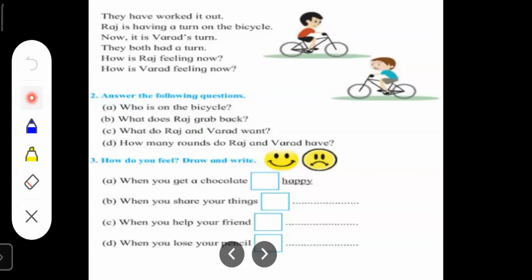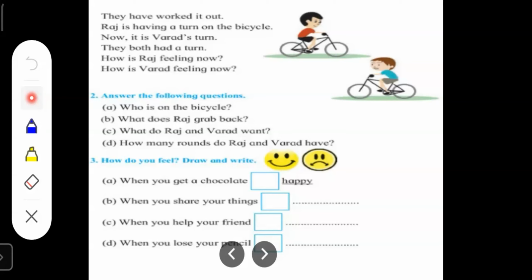Who is on the bicycle? Answer will be Raj. What do Raj and Varad want? They both want the bicycle. How many rounds do Raj and Varad have? Raj and Varad have 3 rounds. And below you can see some sentences are given.